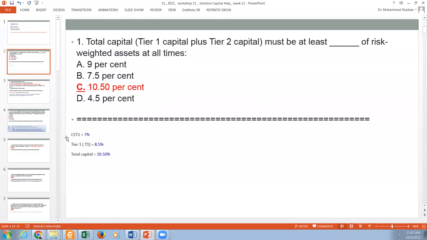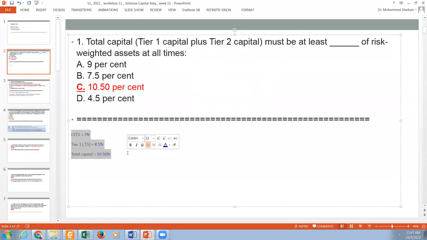The answers are there, just my comments are not there. I will try to upload these answers for you if you don't write them now or capture them. This is Basel 3, problem number 1. How much is the capital requirements? Basel 3 came with 3 regulatory capitals: common equity tier 1 is 7%, tier 1 is 8.5%, and total capital is 10.5%.